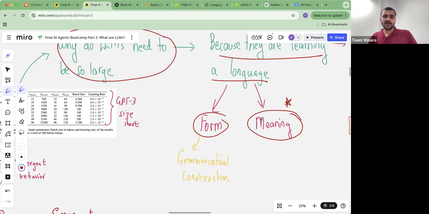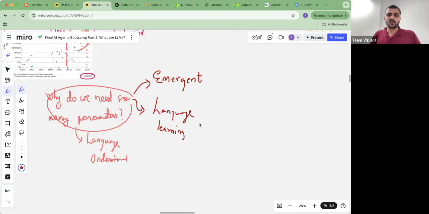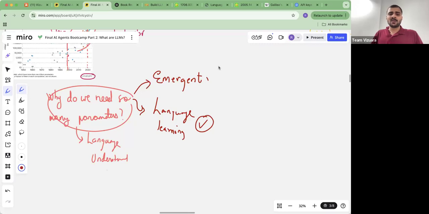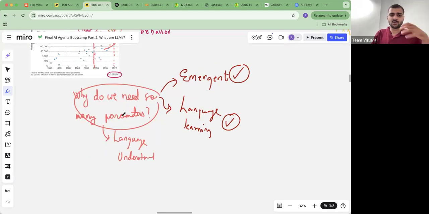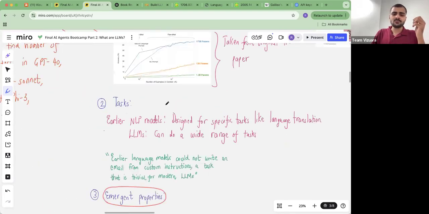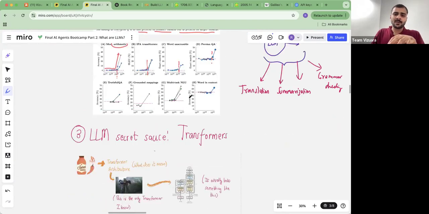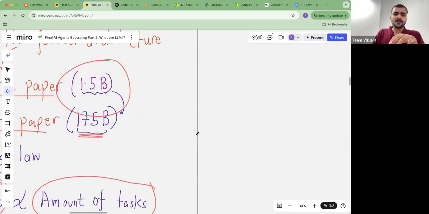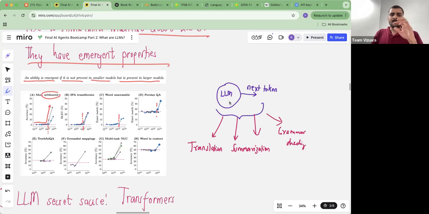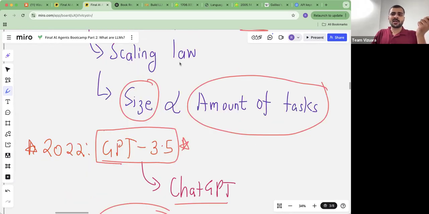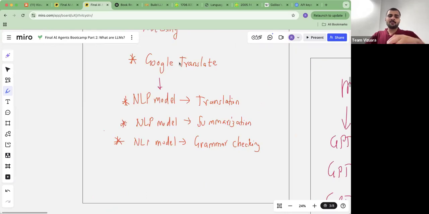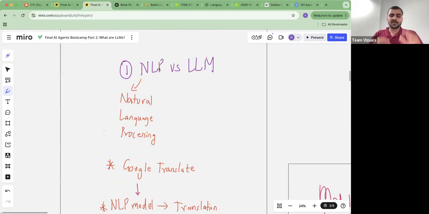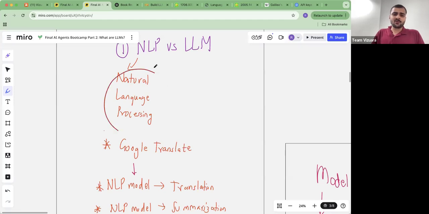For those of you who like to have intuitive explanations, this second explanation might work well. But for those of you who prefer more technical explanations, the first explanation works well. In any case, my task is to give you all kinds of explanations so that you can decide which one resonates with you the best. So these are emergent properties of language models. And one more thing which I want to mention over here is that language models, right, are a bit different than earlier natural language processing models. So earlier, before language models came into the picture, or the transformer architecture really, we had natural language processing, right?